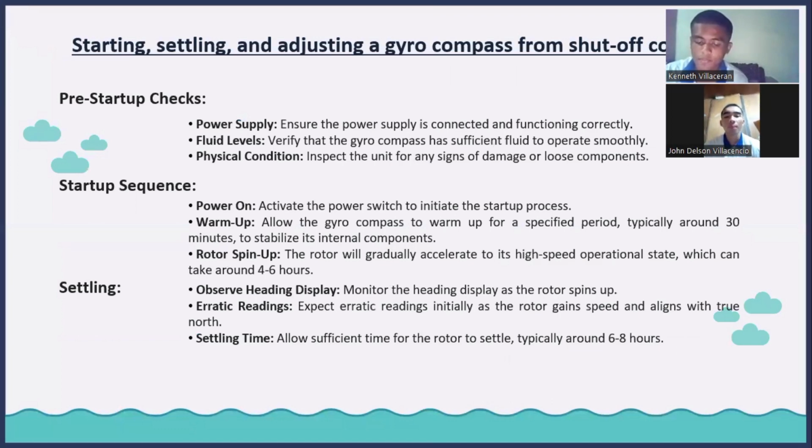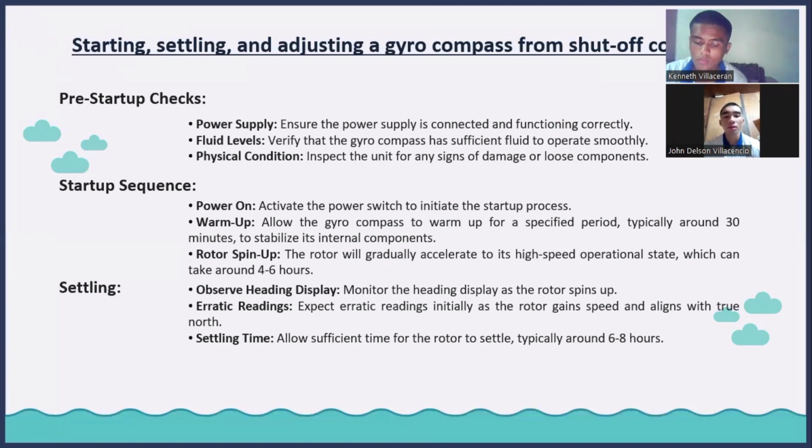Starting, settling, and adjusting a gyro compass from shut-off condition. Pre-start up checks. Power supply. Ensure the power supply is connected and functioning correctly. Fluid level. Verify that the gyro compass has sufficient fluid to operate smoothly. Physical condition. Inspect the unit for any sign of damage or loose components.